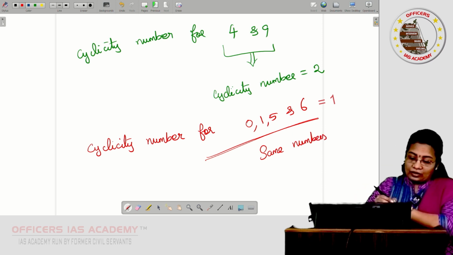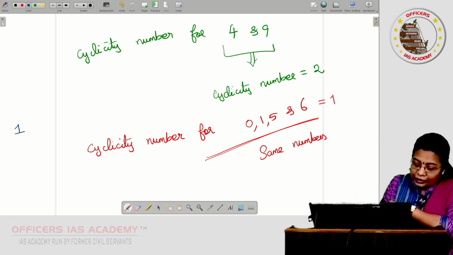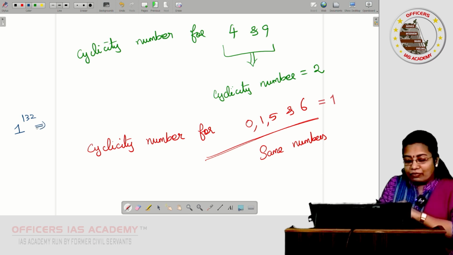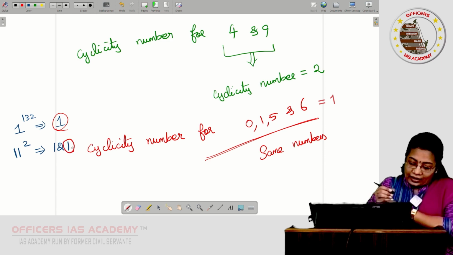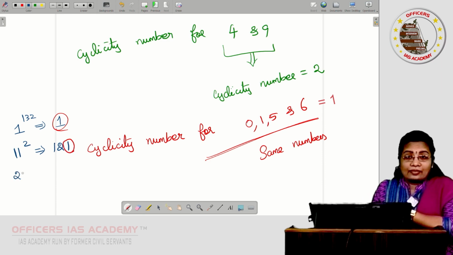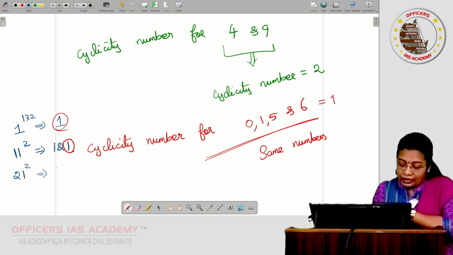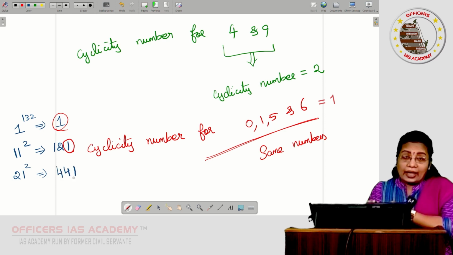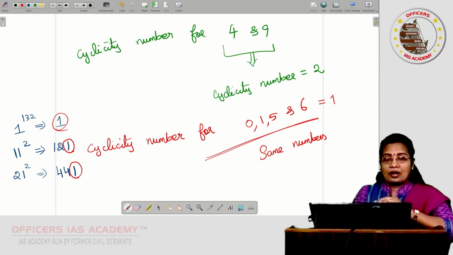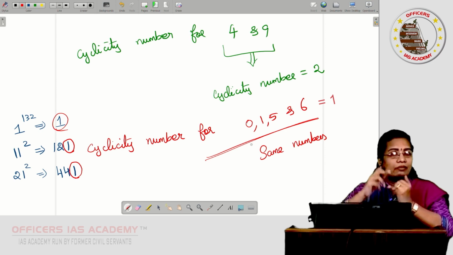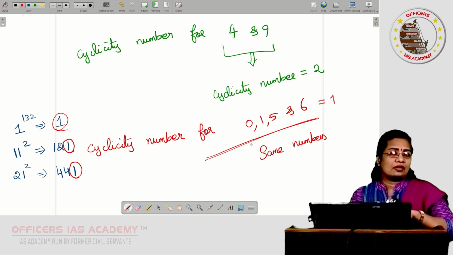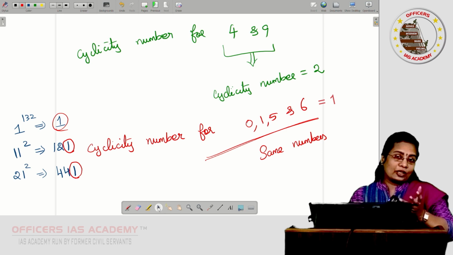For example, 1 power 132, what is the unit digit? The result itself is the 1-digit number, so the unit digit is 1. What is 11 square? It gives you 121. Here the unit digit is 1. And what is 21 square? Here also we get 441 as the result. So 1 is the unit digit. So 1, irrespective of any power, gives you the same number 1, and not only 1 but 0, 5, 6. So these are the cyclicity concepts, which a beginner can make use of.